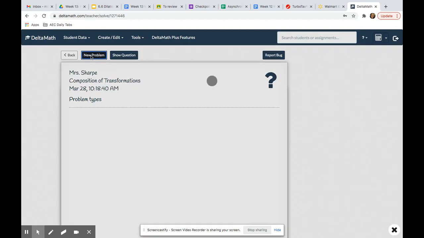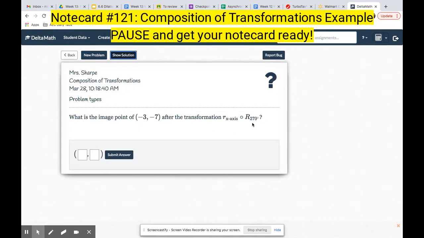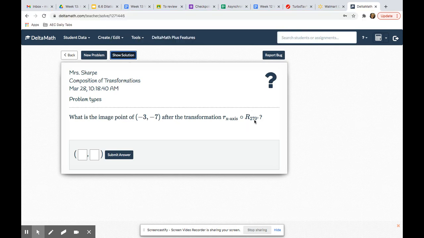Let's do a new one. All right, so here's the question. What would we do first? We would do the rotation of 270 degrees. Now remember, if it doesn't specify, that's going to be a clockwise rotation. And then we're going to do a reflection across the x-axis.